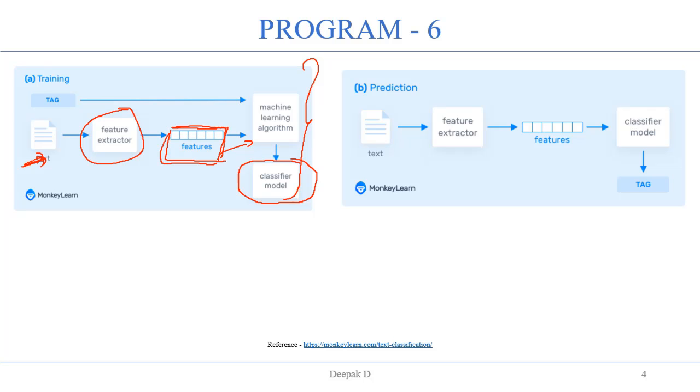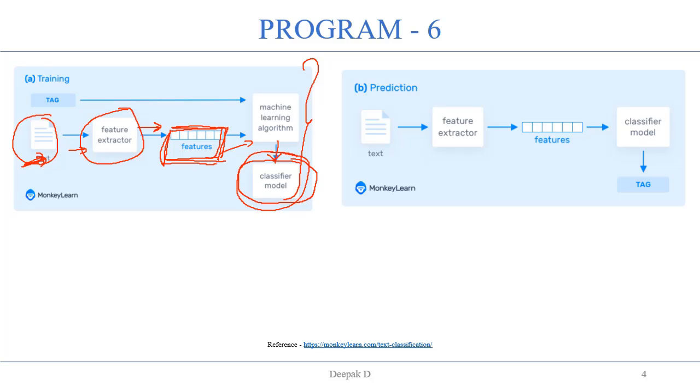In the training process, what actually happens? The texts are taken. From the text, the features are extracted, and the set of features is converted into a feature vector, and these feature vectors are given to your model. By using these features, your model is trained.